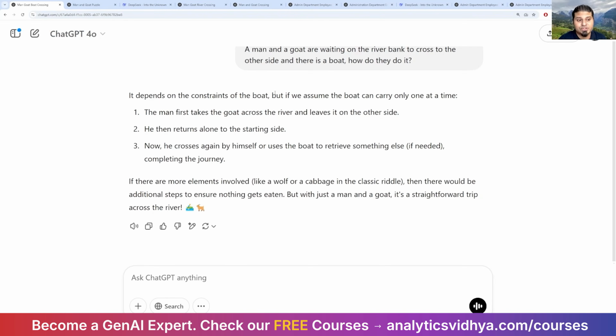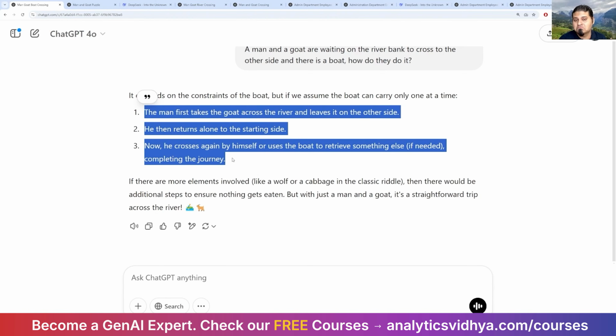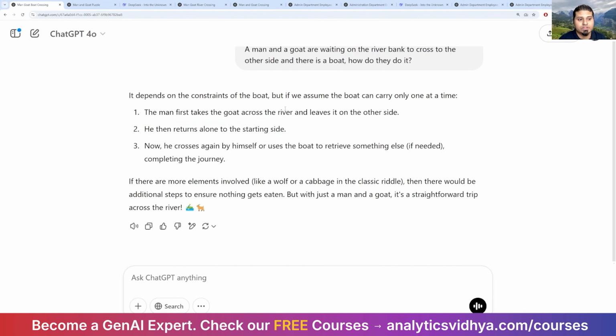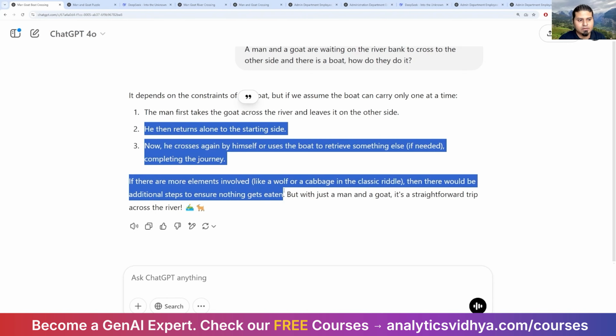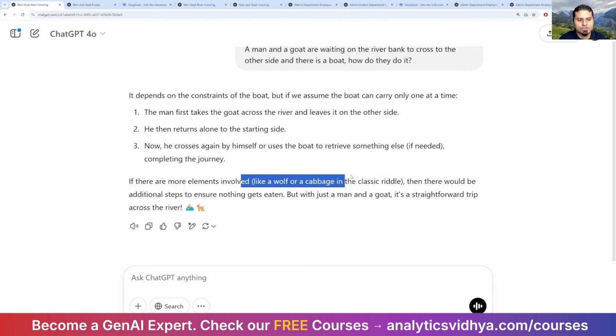But actually, I mean, this is just GPT-4o overcomplicating it. If he's taking the goat across the river, that's it. They don't need to do all these steps again. It's just redundant, and this is totally not relevant. So this is where this model doesn't really fare that well. It overcomplicates things way too much.